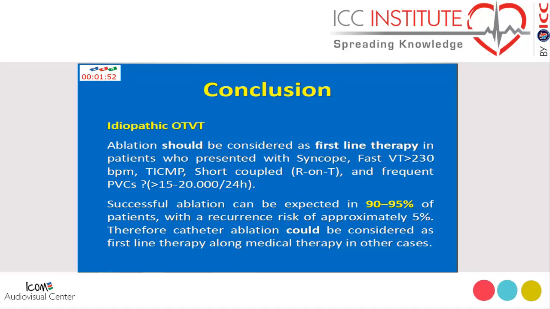And this is the recommendation for ablating this type of tachycardia, which is the right ventricular outflow tract tachycardia. If this patient presents with syncope, or he has a fast VT, or he has short coupled VT with R on T phenomena, or very frequent VPCs. And the success rate for this type of tachycardia is around 90 to 95% of patients, with a recurrence rate of only 5% as opposed to antiarrhythmic therapy.